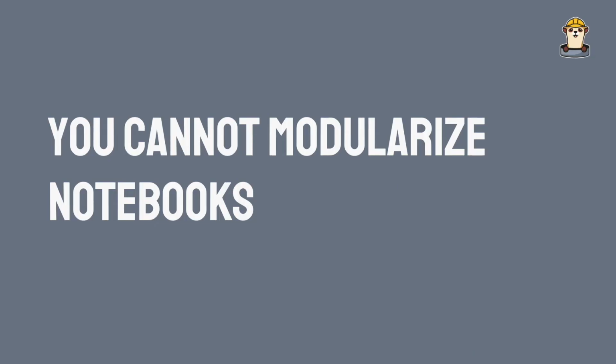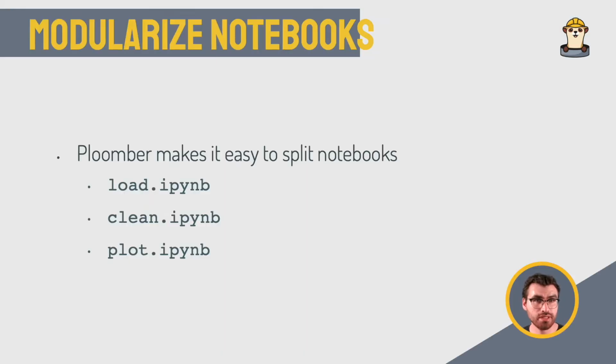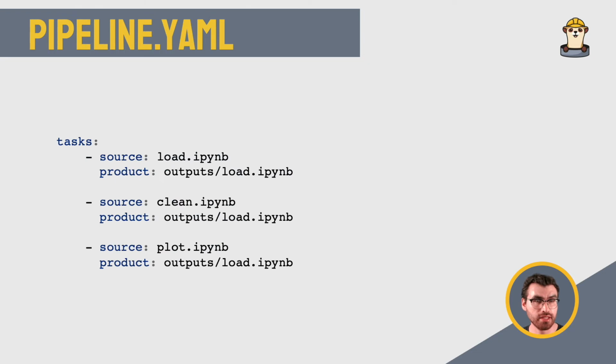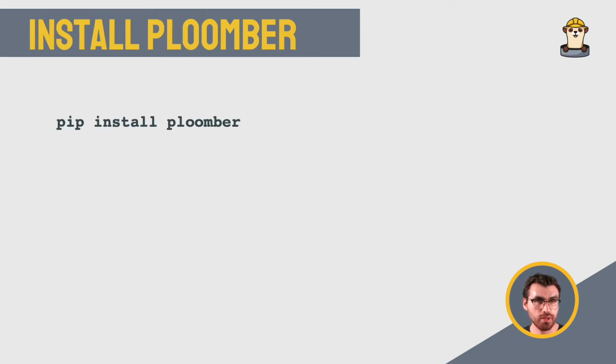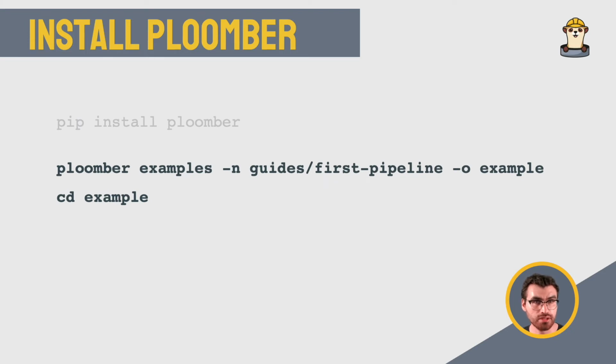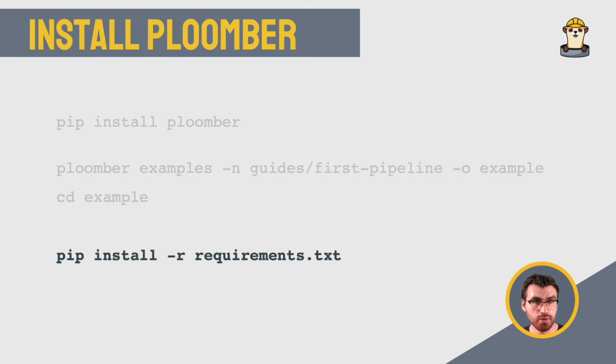You cannot modularize notebooks. Another criticism is that you cannot modularize notebooks. However, here's where Ploomber comes in handy, as it makes this process very straightforward. Say, you have 3 notebooks, one to load, other to clean, and the final one to plot the data. You can create a pipeline that executes them in order. The pipeline would look like this. And just as easy, run it with a single command. You should try it now by installing Ploomber, downloading a simple example, installing the requirements, and then just executing Ploomber build to run the pipeline.